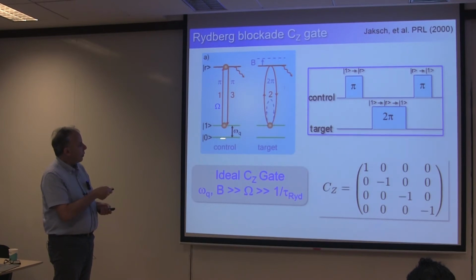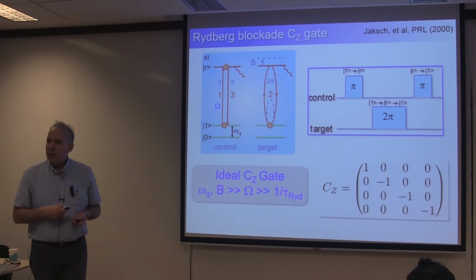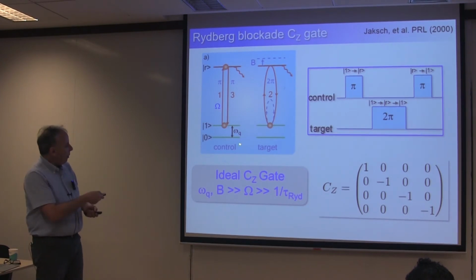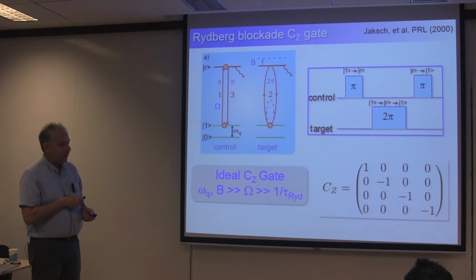If the control qubit starts down here, this 2 pi rotation occurs and I pick up a pi phase. If the control qubit started here, it gets Rydberg excited, blocks this rotation, so I get a conditional phase. So that's my conditional Z gate. And in the ideal limit where this frequency and the blockade shift are large compared to my excitation rate, which is in turn large compared to my decay rate from the Rydberg state, I get an ideal controlled Z gate. Reality, of course, is not perfect, so there'll be some errors, but this is ideally what we would get.